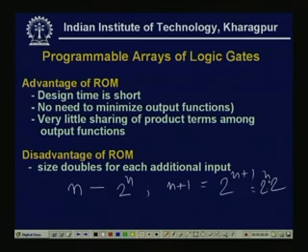For n plus 1, it will be 2 to the power n plus 1, which means 2 to the power n into 2. So for n input lines, that is the size of the ROM, and for n plus 1, if we increase only one additional input, then the size will be double. So this is one of the disadvantages of the ROM, that the size is too large.